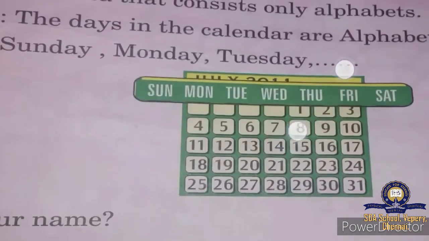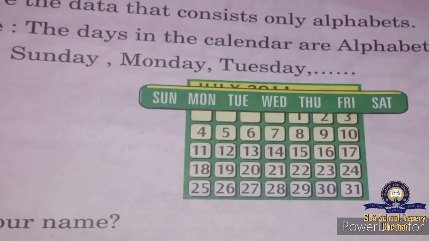Now you read the example. The days in the calendar are alphabetic data. The days Sunday, Monday, Tuesday, Wednesday, Thursday, Friday, Saturday are all days of a week. These days are alphabetic data.